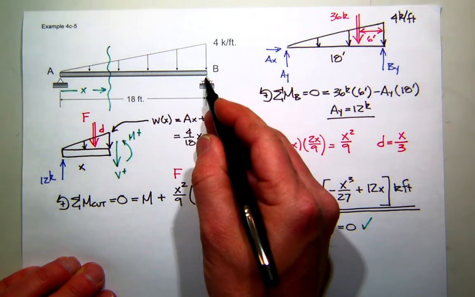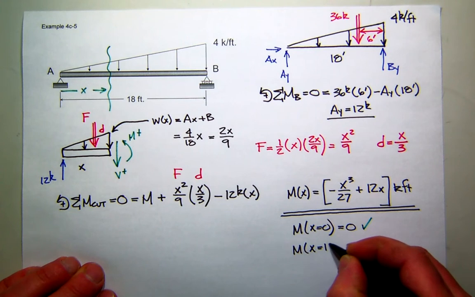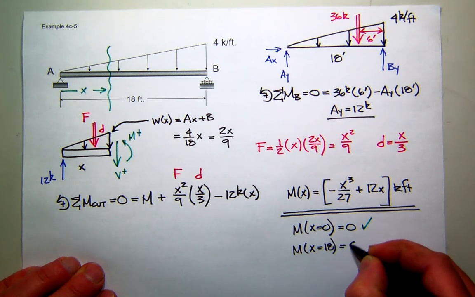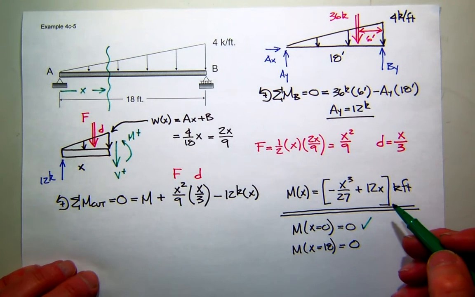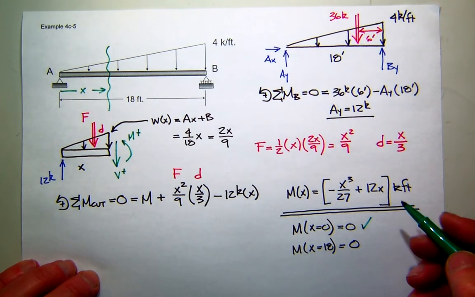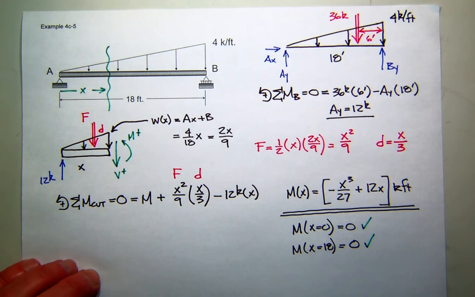Over here at B, what's the moment? That will be at x equal 18. It should be 0. And what do we get if you plug in x equal 18 here? 0. Have I already checked that, or are you just assuming? 0. Excellent. I like that. So you feel pretty comfortable that that's the maximum moment. That's the moment equation.